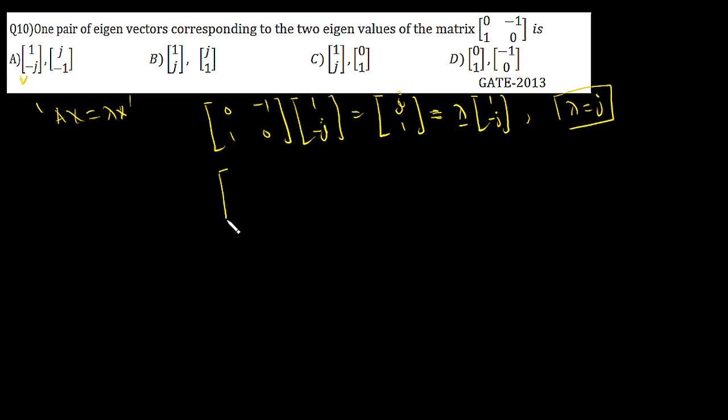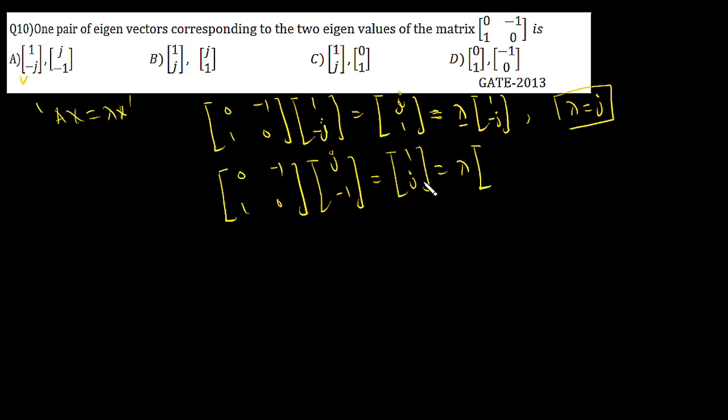So now let's also check the second vector, J comma minus 1, with the matrix 0 minus 1, 1 0. Let's multiply it with the vector J comma minus 1. So now let's do the matrix multiplication. Here I am getting plus 1, and here I am getting J. Now again let's try to find a scalar to represent this as J times minus I. If I want to make this entry 1 after multiplication by lambda, then the lambda must be minus J.